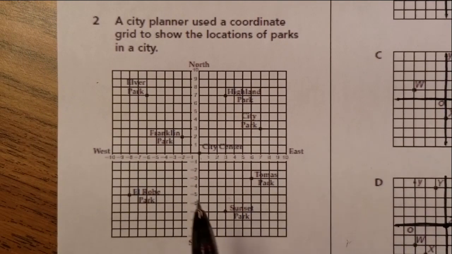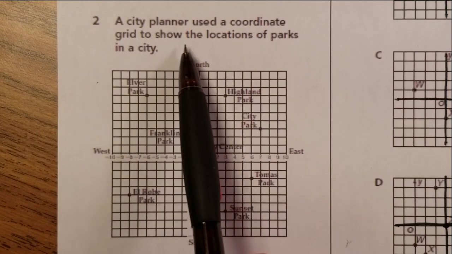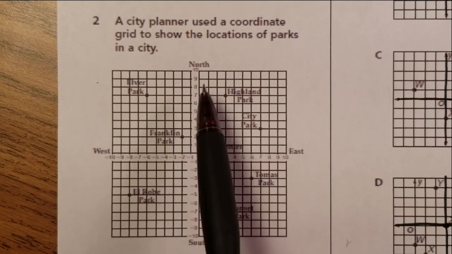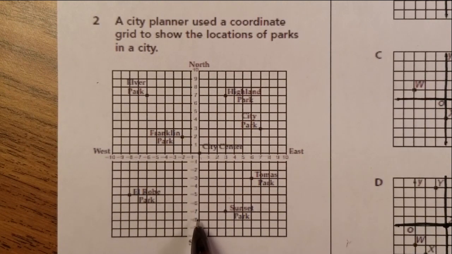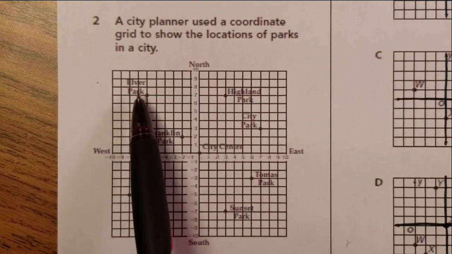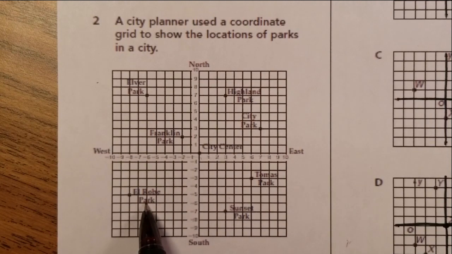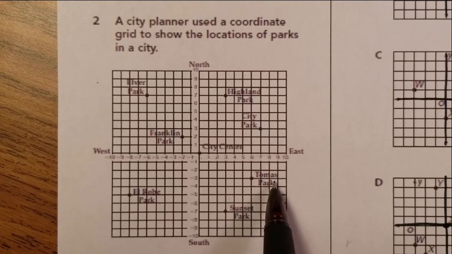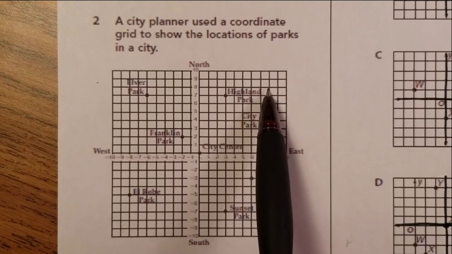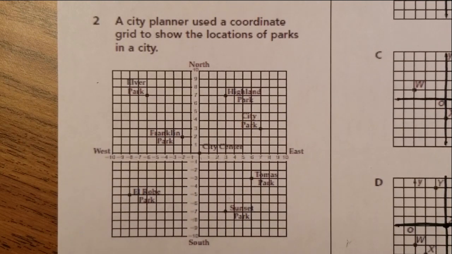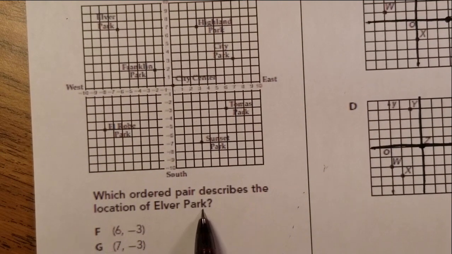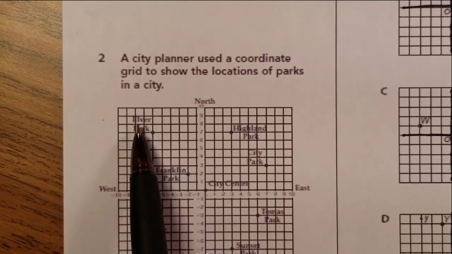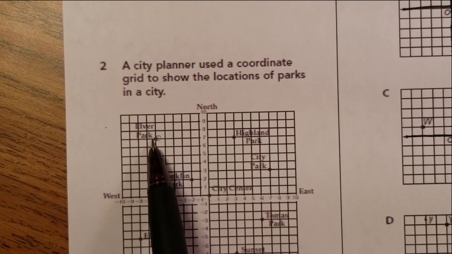Number 2, a city planner used a coordinate grid to show the locations of parks in a city. So we have, this is the north and this is the east. It helps us see our coordinate grids. We have Elver, Franklin, El Robe, Sunset, Thomas, City Center, City Park, and Highland Park. And our question, which ordered pair describes the location of Elver Park? So Elver Park is going to be up here. This is our point here.